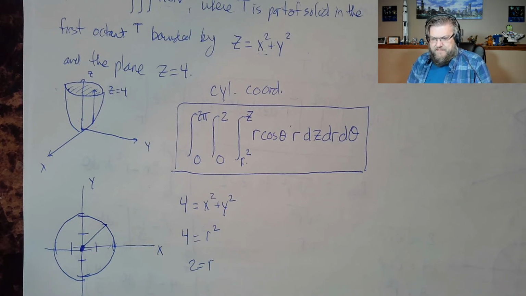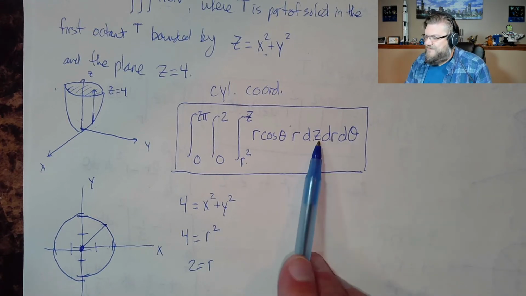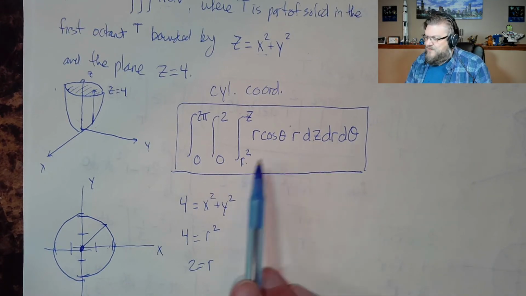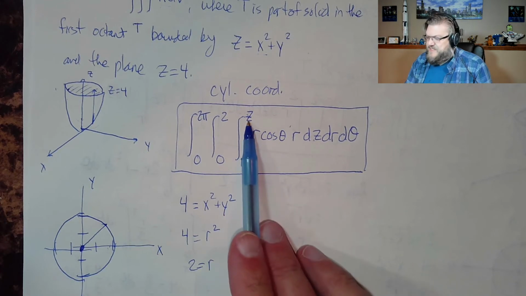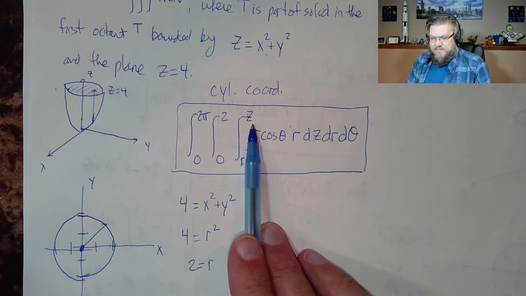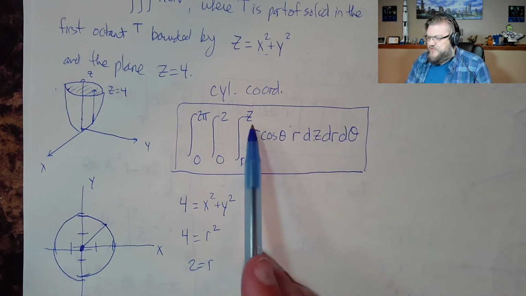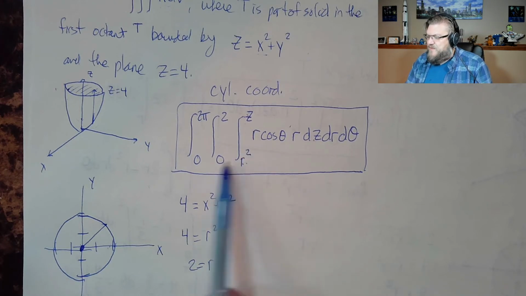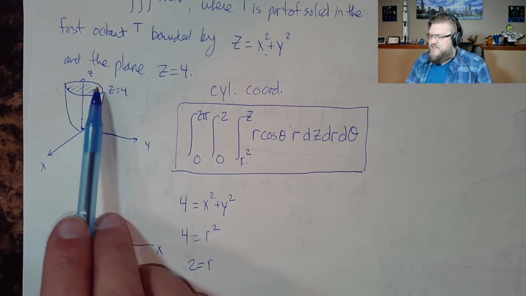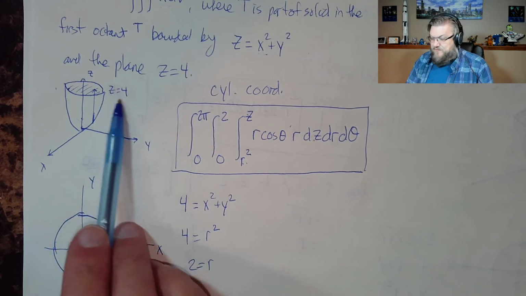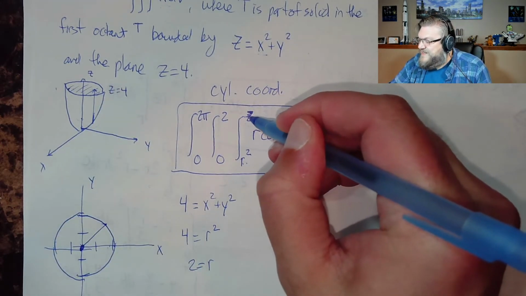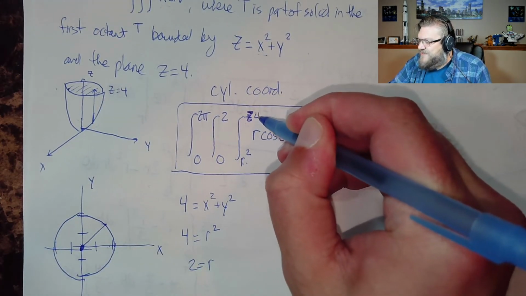Take a look at those z limits again. How could I integrate with respect to z when I'm going from z equals r squared to z equals z? That doesn't make any sense. What should this be? It goes from the bottom up to the top. And what is the top? z equals 4. Yep, I made a mistake. Go ahead and please correct that.